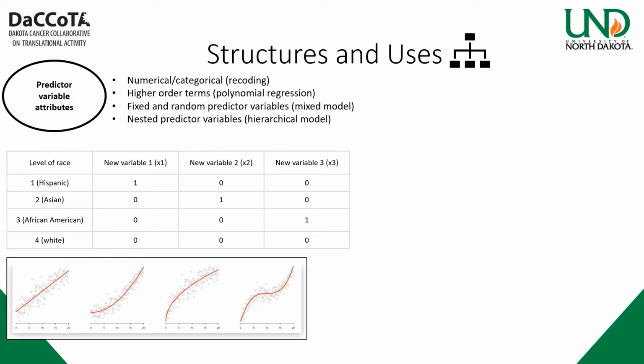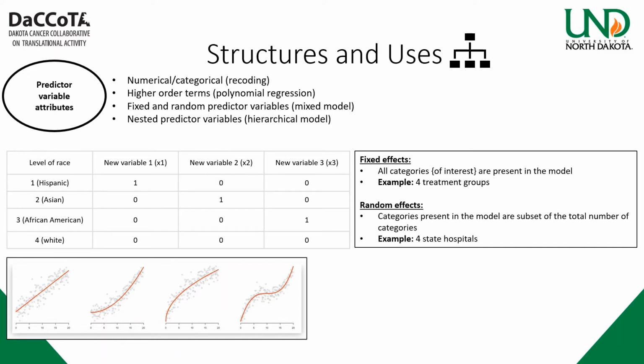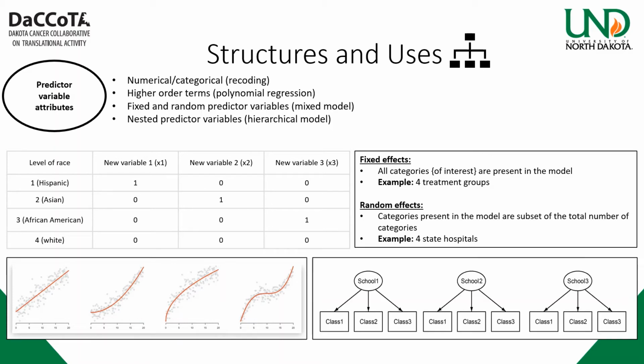You can also take into effect fixed and random effects. Fixed effects are sort of the default, where you have all categories of interest present in the model, like treatment groups. But then you might have a random effect where it's a subset of all possible categories. Say you look at 4 different state hospitals out of a total, whatever number there. A mixed model helps account for that randomness. You could also have nested effects. Say you have schools you look at, but then classes within schools. Classes nested within schools, so you can use a hierarchical model to take into account that information.